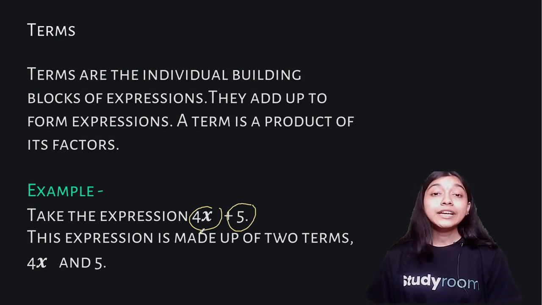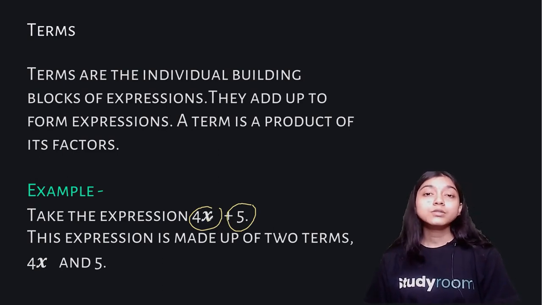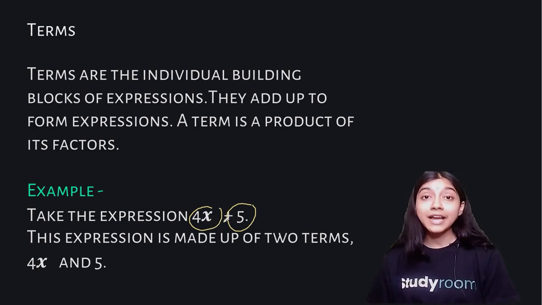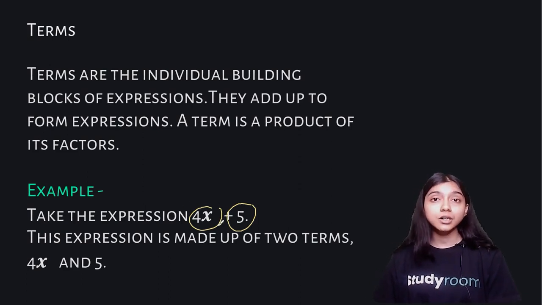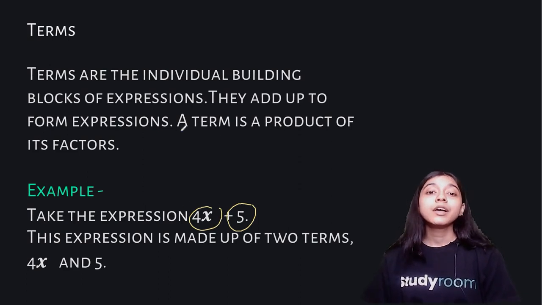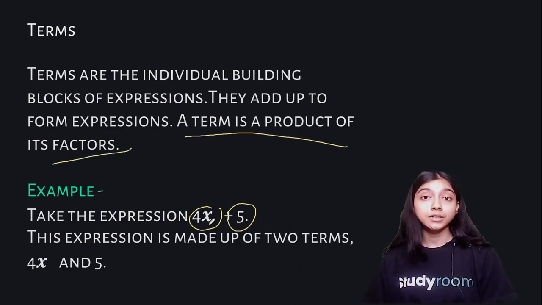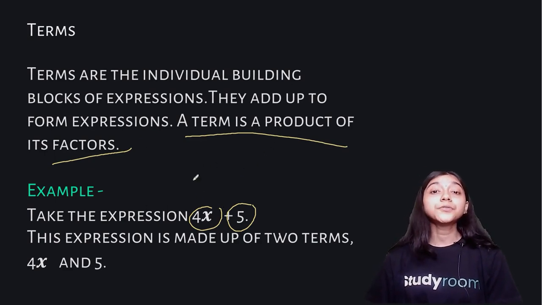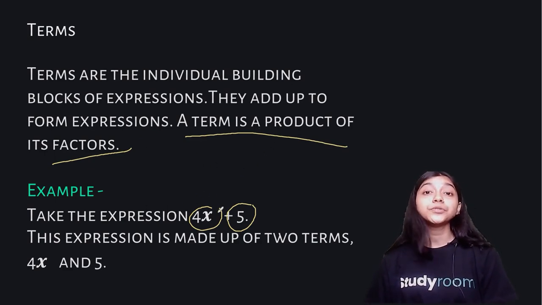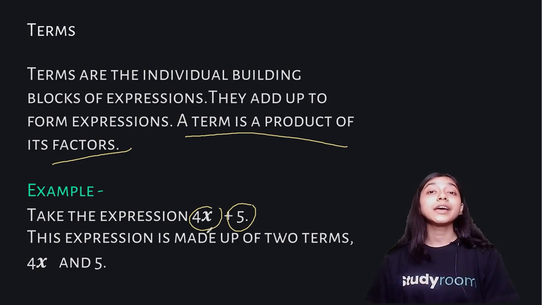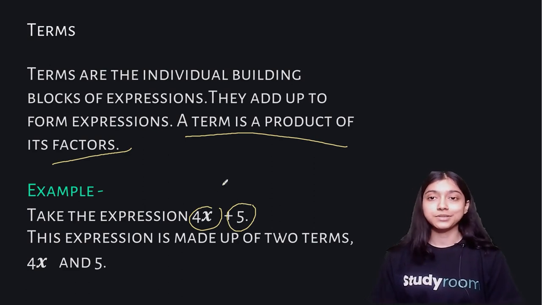Now, when we take a term that is 4x, let us find the factors of 4x. We have 2 factors of 4x, that is 4 and x. And when we multiply these 2 factors, we get this term. So from here we can conclude that a term is the product of its factors. Whenever we multiply the factors, we get the term. So these two terms together comprise the expression.